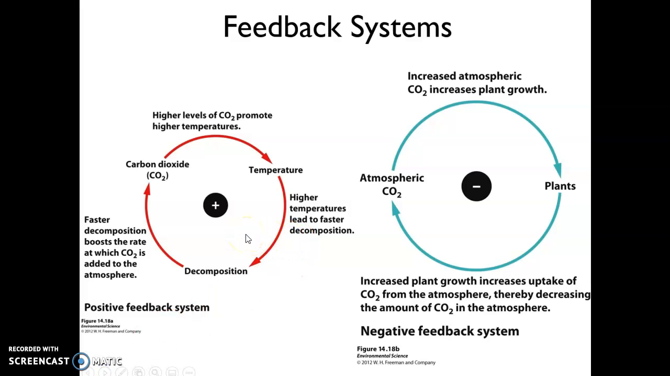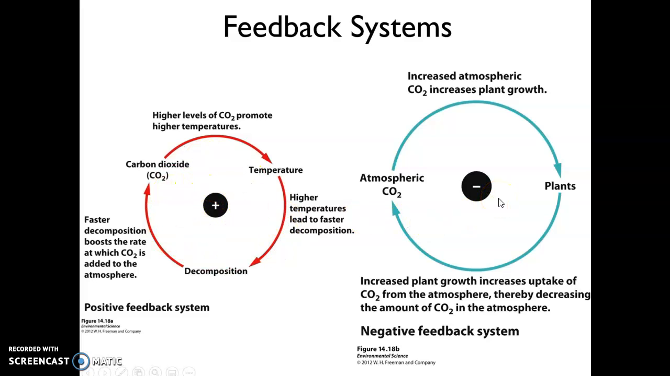On the left is shown a positive feedback loop, and on the right is a negative feedback loop. So remember that with feedback loops, a positive doesn't mean that it's a good thing. It means that it's a continually increasing, spiraling up. So here we have a certain amount of CO2 in the atmosphere that promotes higher temperatures in the atmosphere. As the temperature increases, then there's faster rates of decomposition. And as decomposition occurs, there are increasing amounts of CO2 placed into the atmosphere, as well as methane. So it cycles up and up and up.